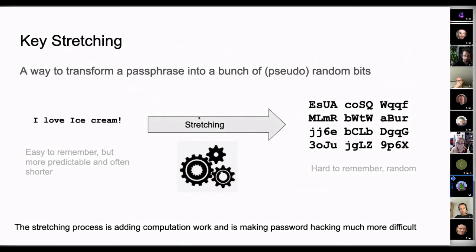The trick for that is called key stretching, or password-based key derivation. So the idea is that we have a passphrase that is easy to remember, but often predictable and shorter, and we have this very random thing which is hard to remember. The stretching process takes time, so this is what makes hacking it hard. If I want to try every password, I will have to stretch every password before trying it. And the stretching process will make it quite as hard as trying every random byte.